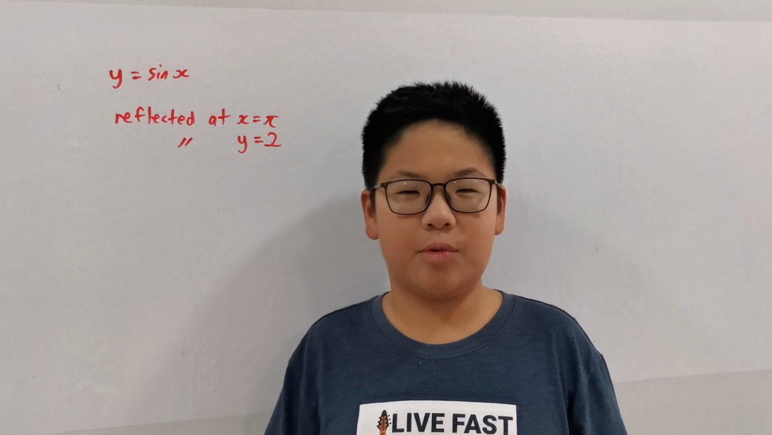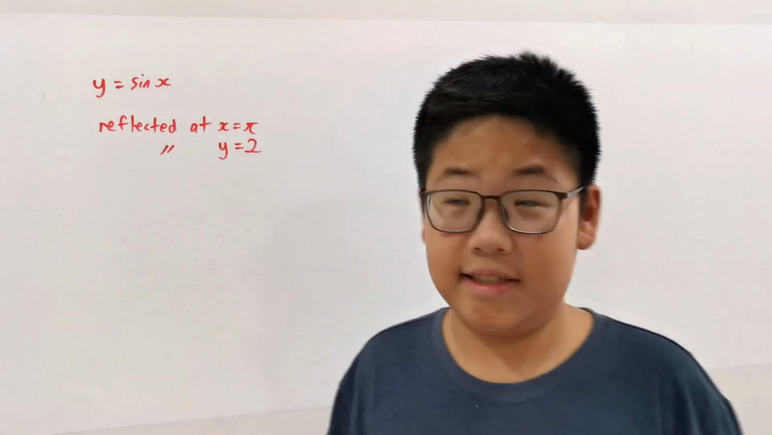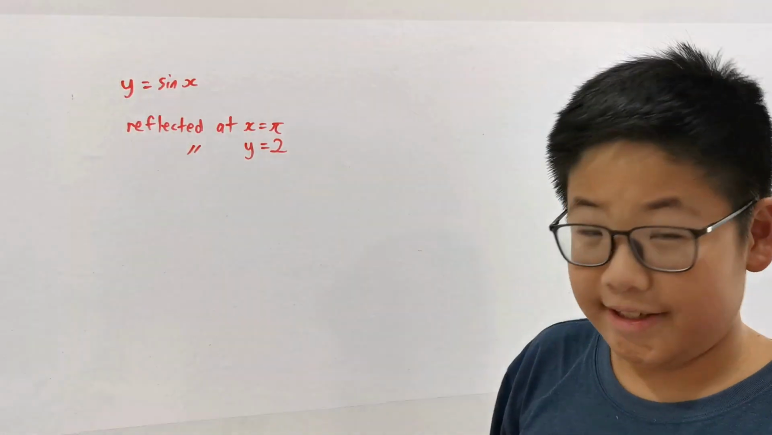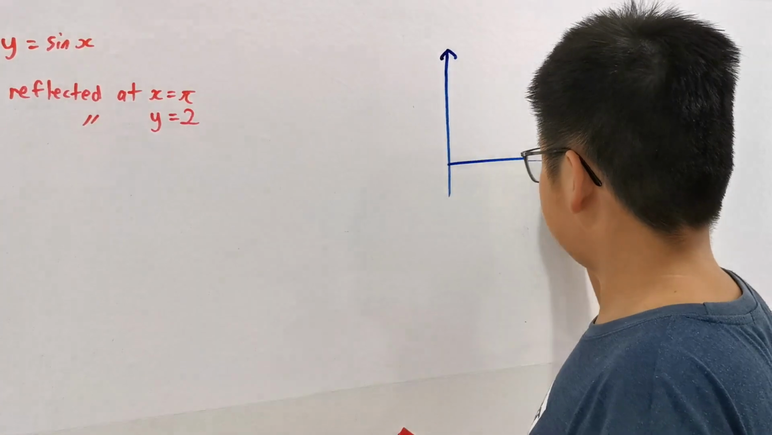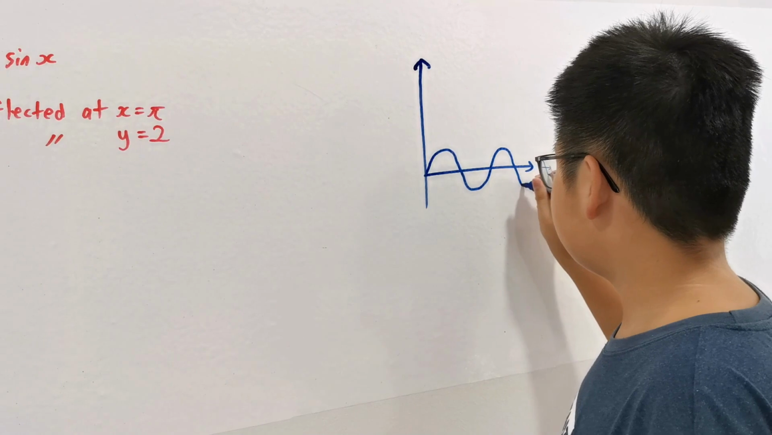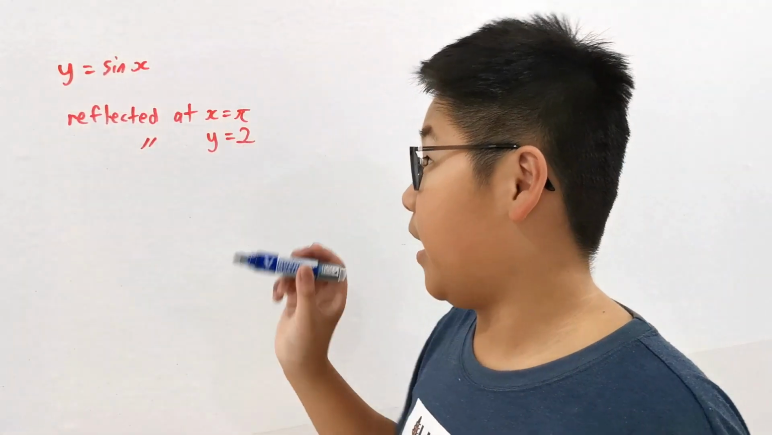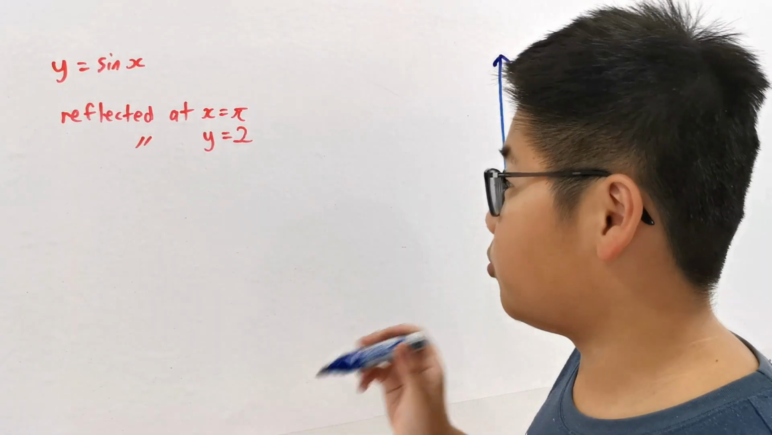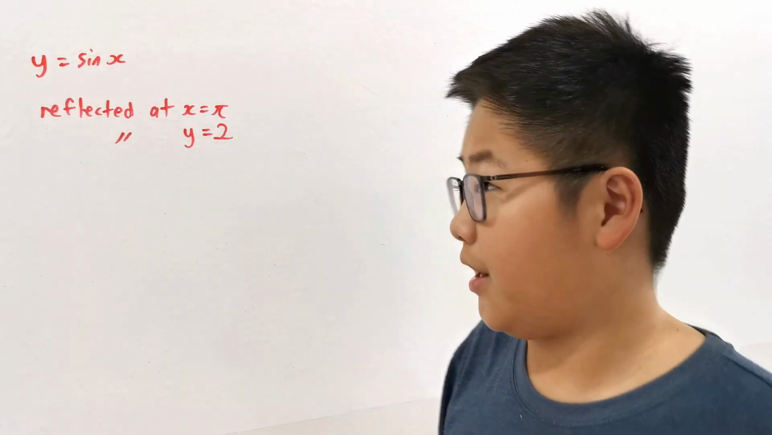Today we'll solve question 1B of MAT Oxford 2013. We have the graph of y equals sine x, so let us draw that here. The graph of sine x looks like this. So on. Now it is reflected at x equals pi and reflected at y equals 2. Now, the question asks for the equation of this final graph.